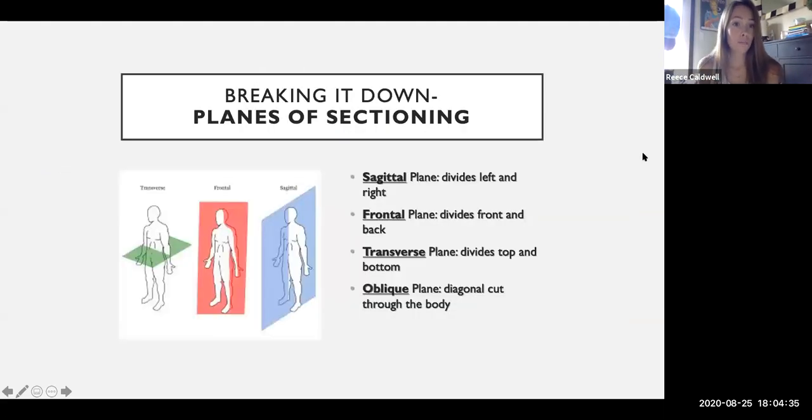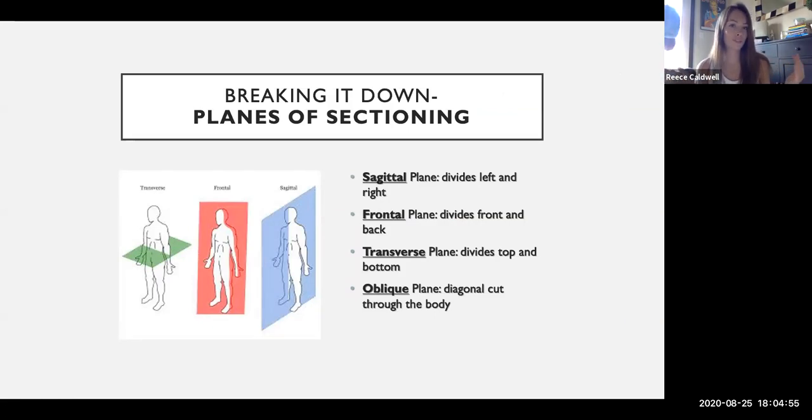so now we're going to look at the planes of the body. We can break it down into 3 planes. I'm not going over oblique because it's very rarely used. So these 3 right here and the 3 in the picture are the main ones we're going to want to know. So first we have the sagittal plane. It divides the body into left and right.